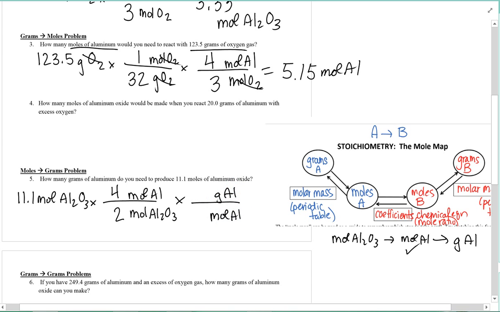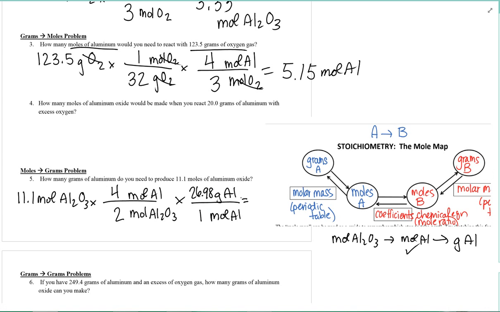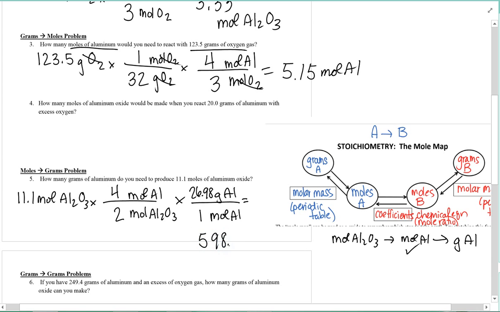Okay, now I'm going to go from moles of aluminum to grams aluminum. This number I find by looking on the periodic table, and I see 1 mole of aluminum weighs 26.98 grams. Okay, so then I'm going to stop and plug that in my calculator. 11.1 times 4 divided by 2 times 26.98, and I end up with 598.96 grams of aluminum being made there.